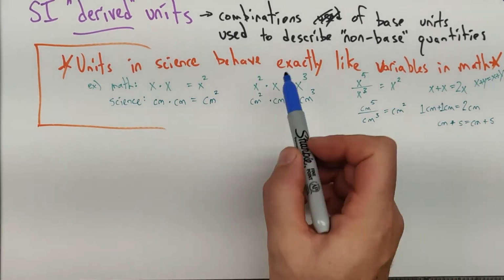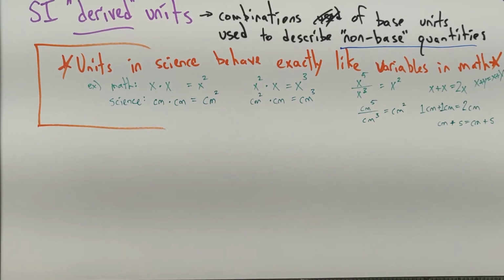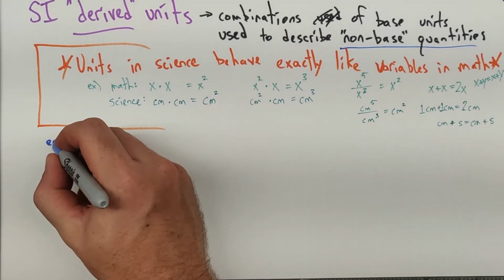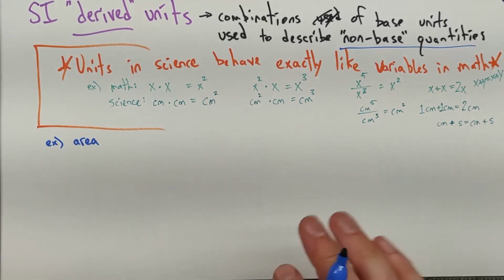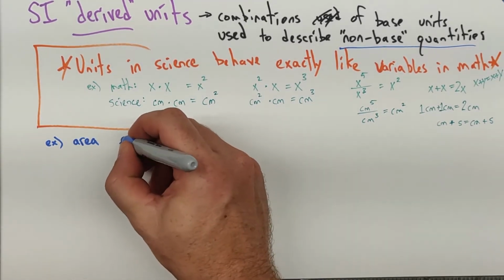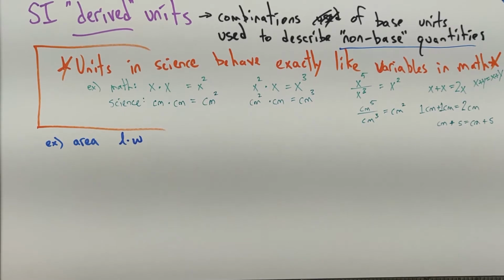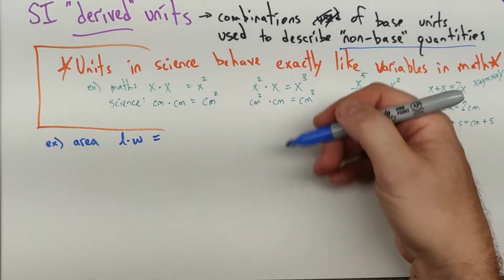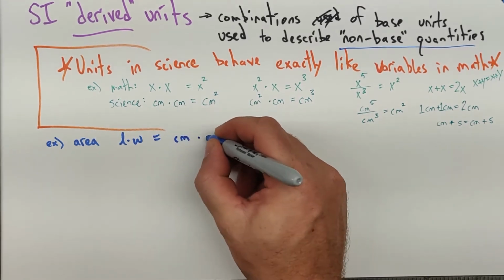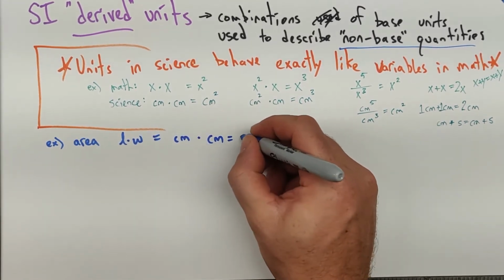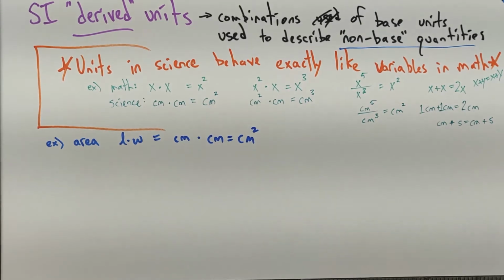So what is an example of a non-base quantity we might need to measure? Well, let's say, for instance, area, all right? And you know area is calculated as length times width, right? So for example, up here we did centimeters and centimeters, so we can go ahead and do that. Centimeters times centimeters gives you centimeters squared. So a unit for area might be centimeters squared.